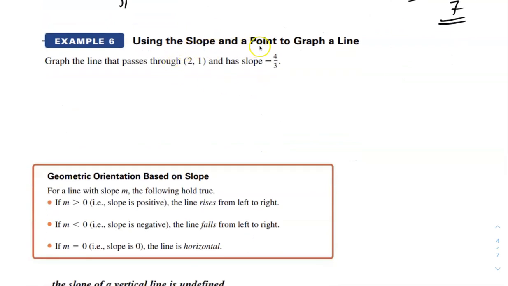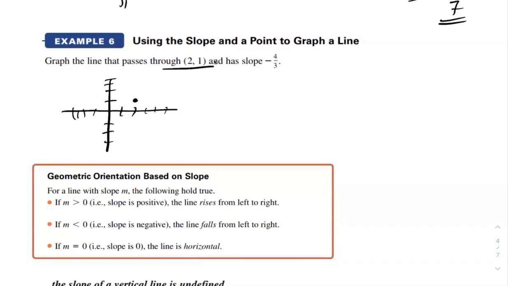Use the slope and a point to graph a line. Graph the line that passes through the point 2, 1, and has a slope of negative 4/3. So this is a little lead into how to graph with slope-intercept form. We want to graph a line given this point and that slope. So we're going to start at this point here, 2, 1. There's our point.